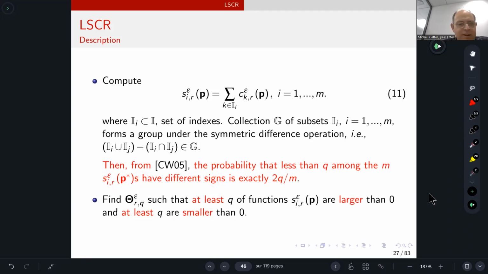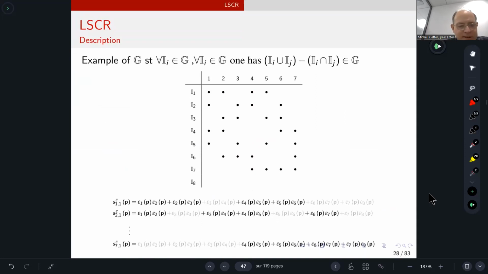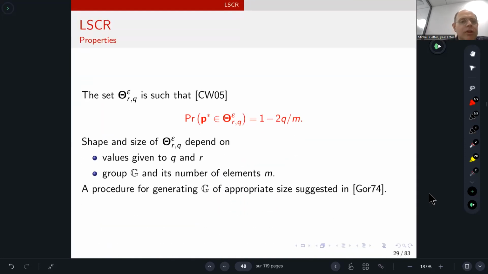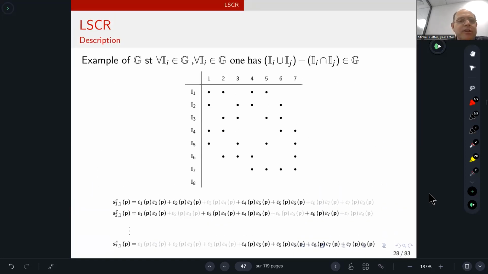Then we can introduce the set theta such that at least q functions are larger than 0 and at least q functions are smaller than 0. With this set, you are able to show that the probability that P star belongs to this set is exactly 1 minus 2q over m.